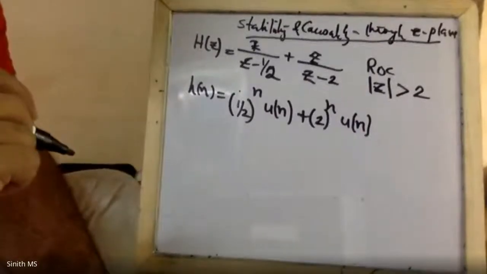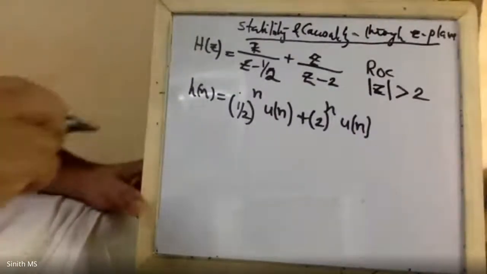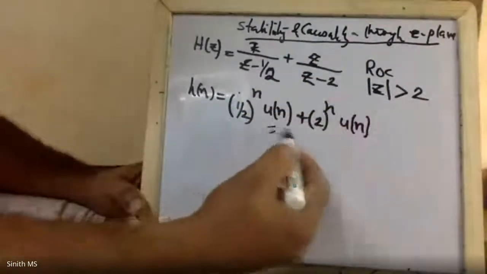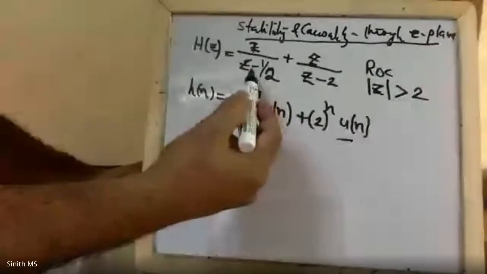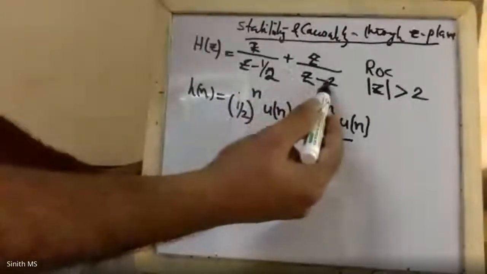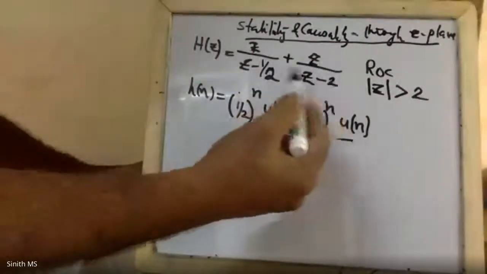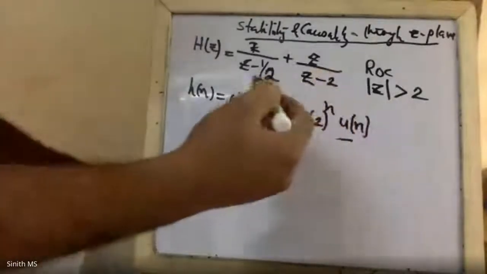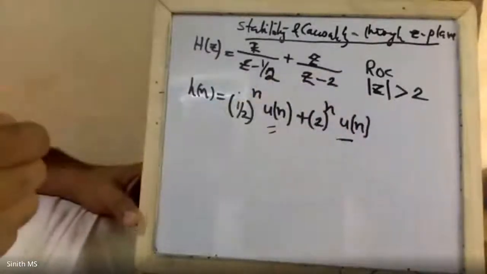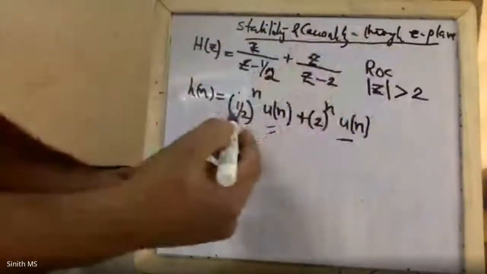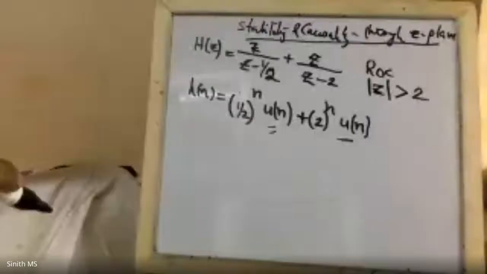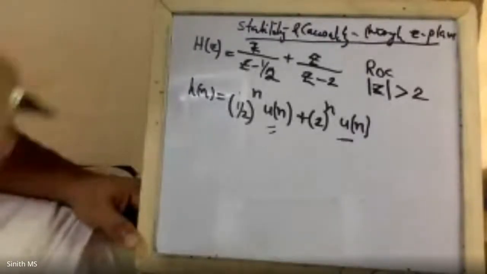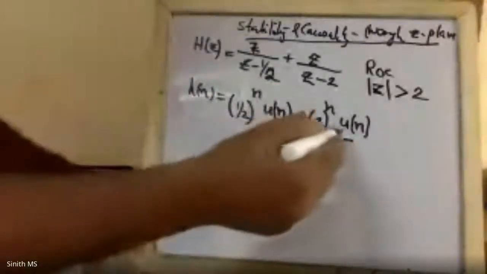Now, since mod z is greater than 2, it satisfies the ROC for both. That is, mod z should be greater than half and mod z should be greater than 2. So the greater one is 2. So mod z greater than 2 implies that mod z is always also greater than half. So you can write h(n) like this. Now, suppose your h(n) is this.